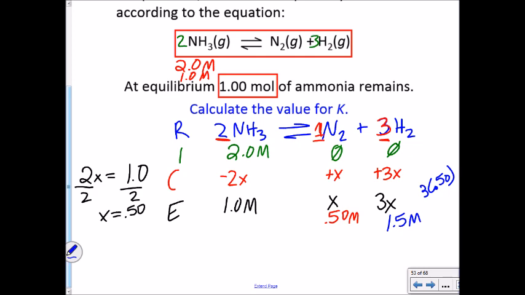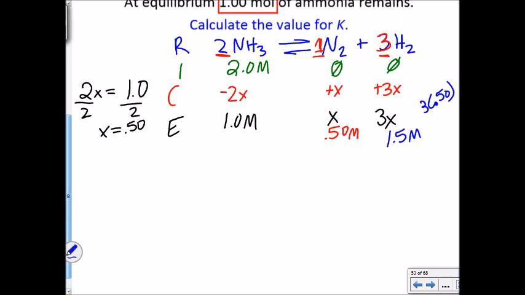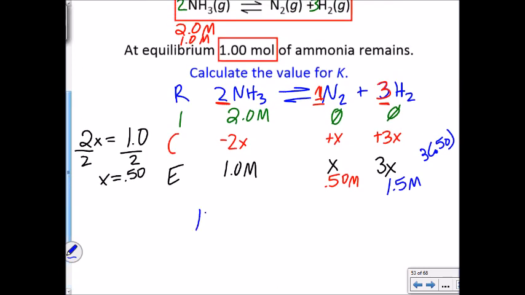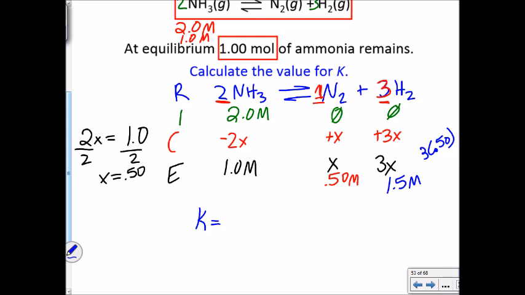Yes, so we do need to write out our expression first. What is our product? The concentration of the nitrogen times the concentration of the hydrogen, raised to the 3rd power now. On the bottom, don't forget your ammonia must be raised to the 2nd power, following our expression.